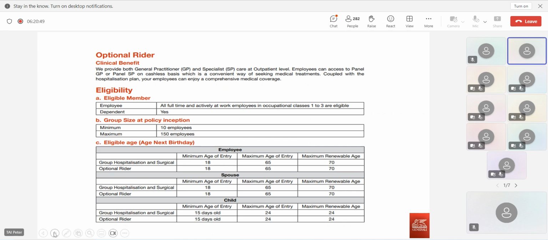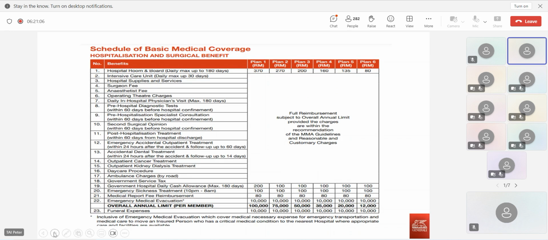Okay, it can be the management staff, employee, management staff children, or just the operator, the factory operator, or the workers, their children. Okay, can be from 15 days up to 24 years. Okay, all right. So these are the benefits. Okay, six plans, the cheapest being 80 ringgit, the most expensive being 370.